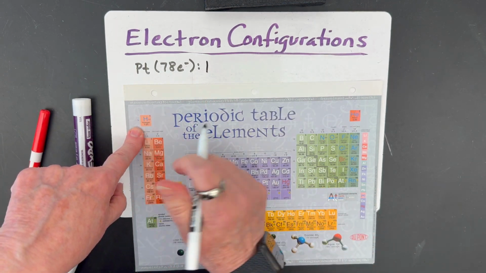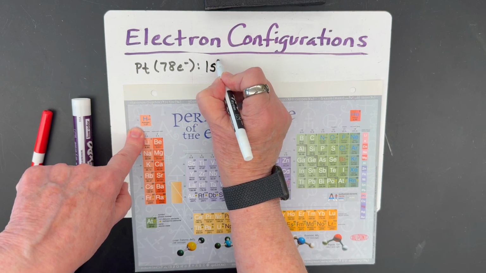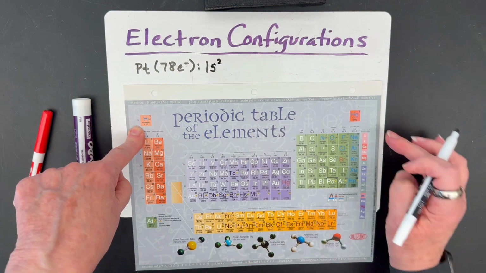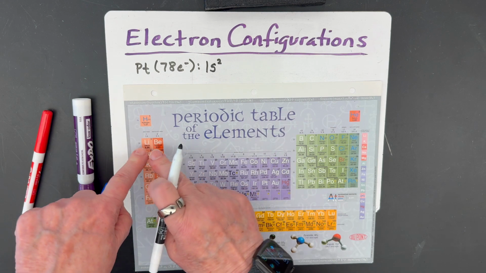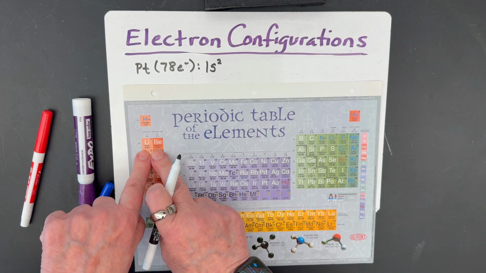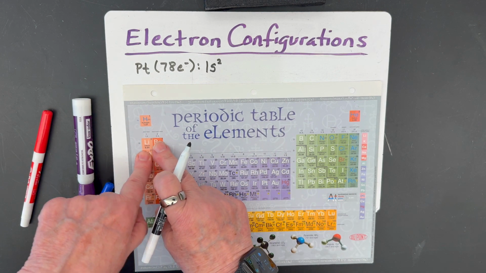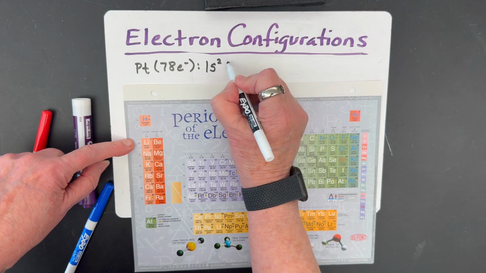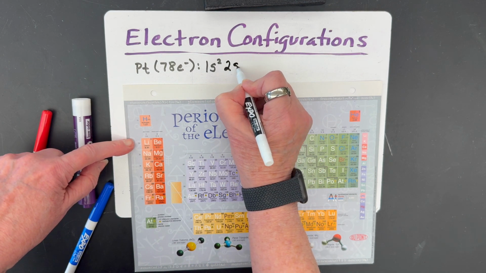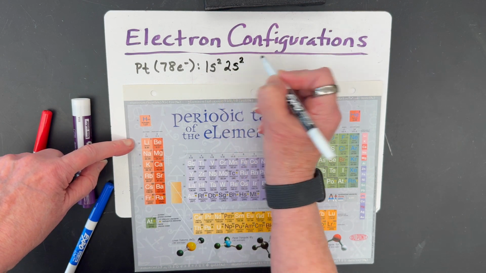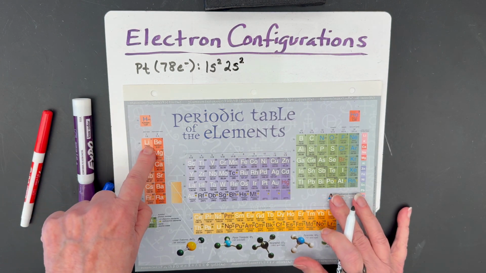It's in the S block, and an S can hold 2 electrons. And now our first row is full. So we go down to our second row. Again, we're in the S block, but now we're on row 2. So row 2, S block, fill it up with 2 electrons.